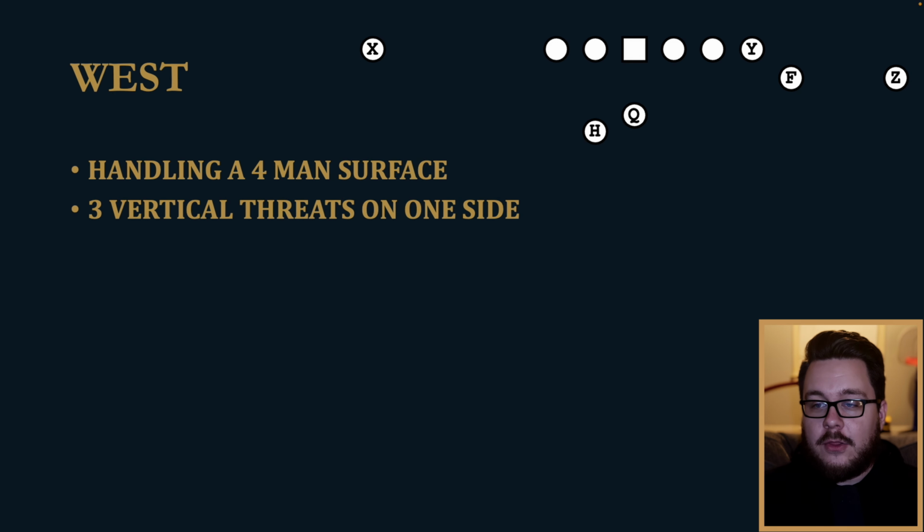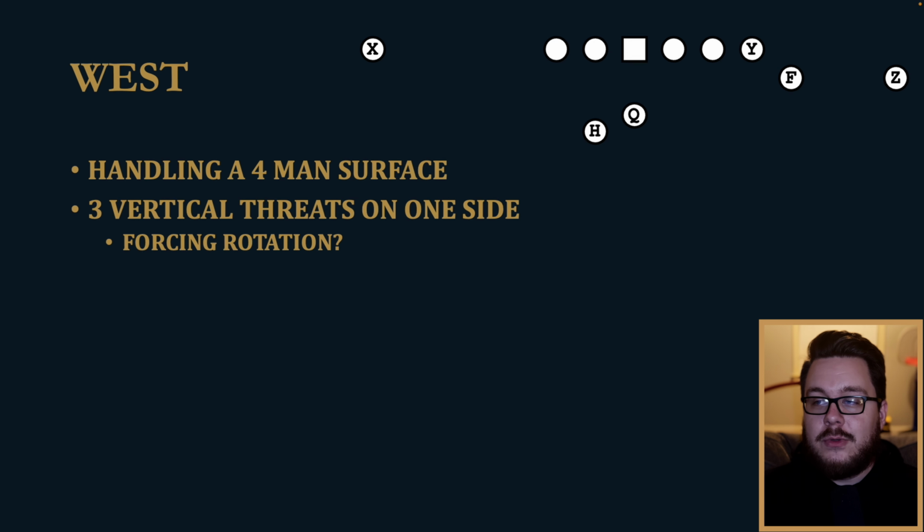We're still getting 3 vertical threats on one side. So we know that it's easy for a defense to handle 2 vertical threats to a side, right? You've got a corner and a safety generally in quarters that'll take care of those. But it's that third one that gives defenses a lot of trouble. A good, not great defense has 2 to 3 ways to handle 3 vertical threats. Most defenses have 1. And even that 1 is not prepared to adapt to a 4-man surface very often.